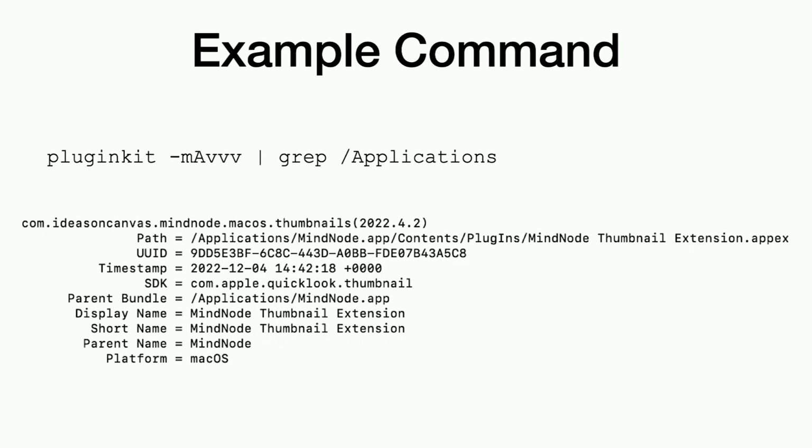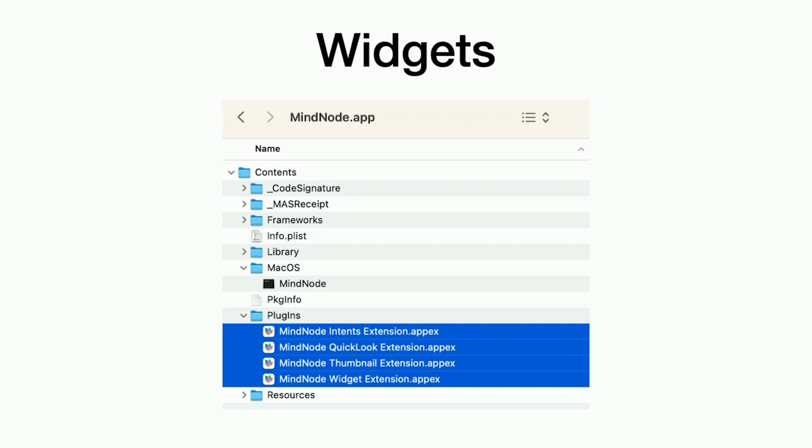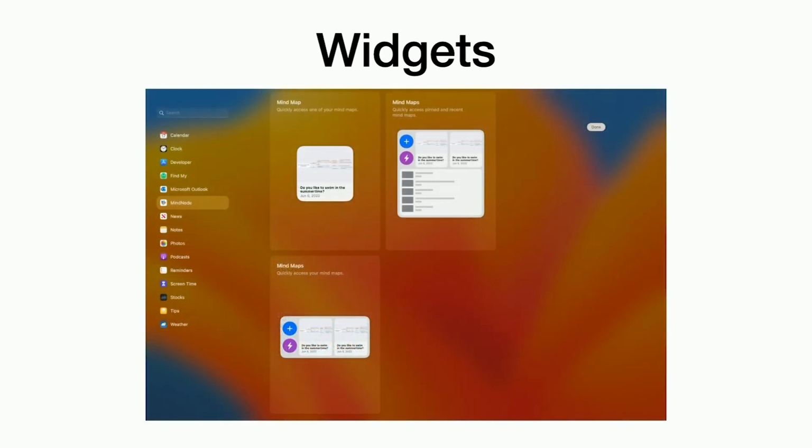With plugin kit, I always throw extraneous v's at the end when I use it because I like verbose output, and I'm grepping out applications. If you notice, one of these is widgets. And these are those sweet little things.